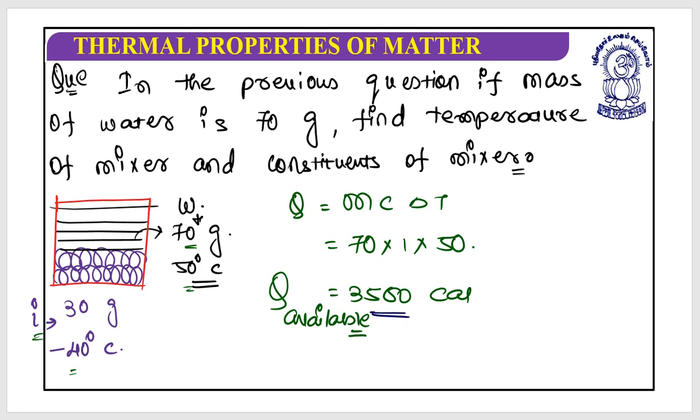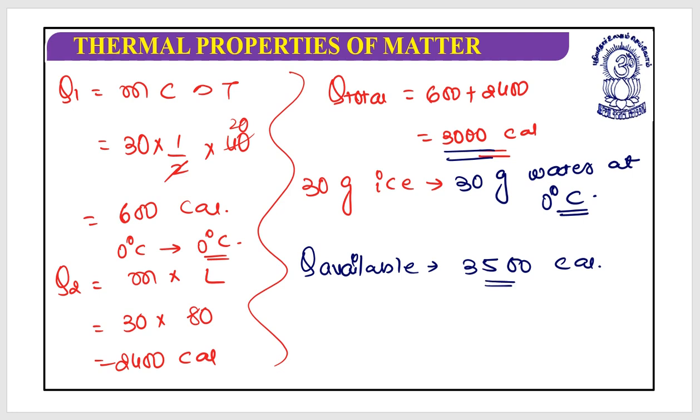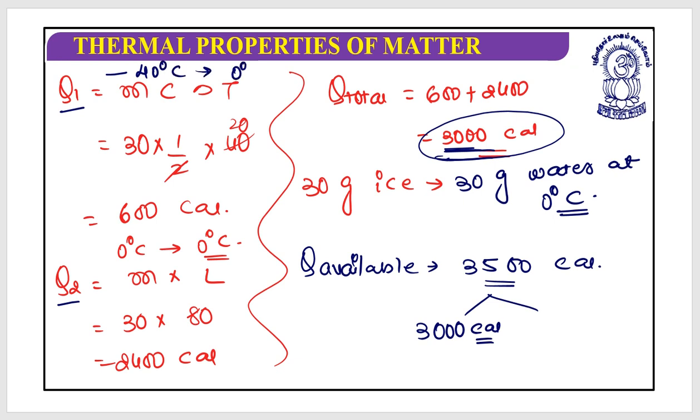I hope you understand this. So now tell me, from this 3500 calorie, can we have a work of 3000 calorie? The answer would be definitely yes. So what I am supposed to do is divide this 3500 calorie into two parts. One part is 3000 calorie that will be required to do this task. The first task is from minus 40 degrees Celsius to 0 degrees Celsius in the form of ice, and the second task is from 0 degrees Celsius ice to 0 degrees Celsius water.